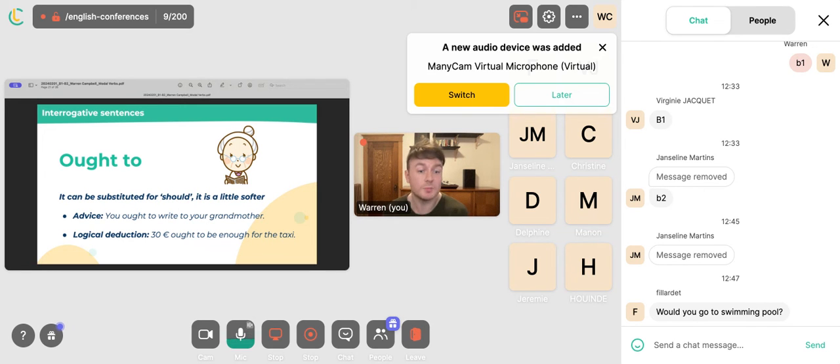Thirty euros ought to be enough for the taxi. Now, you can quite easily use should here. I would personally, I don't really use ought to. I am from the UK. It's not that common anymore, but you may hear it on occasion.